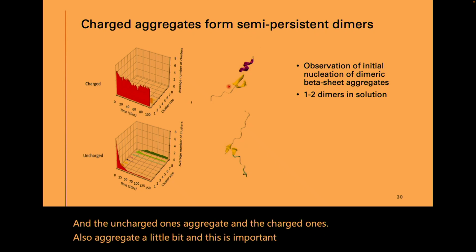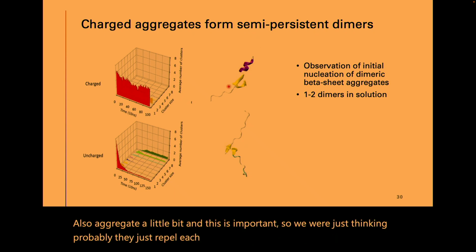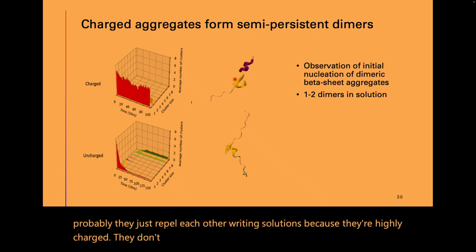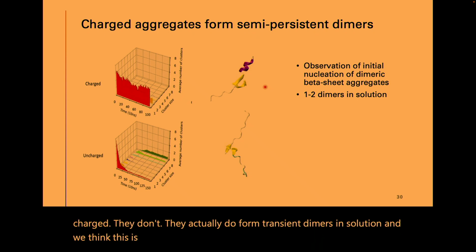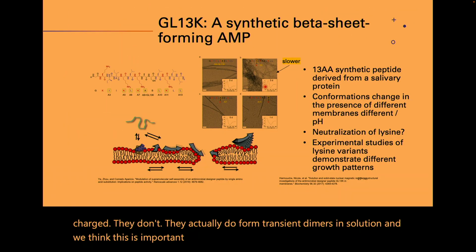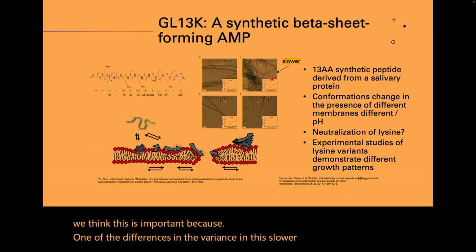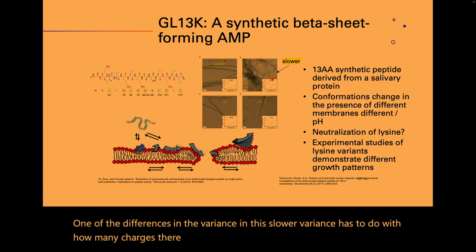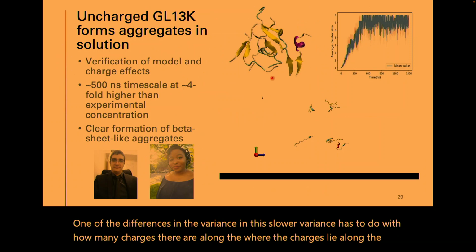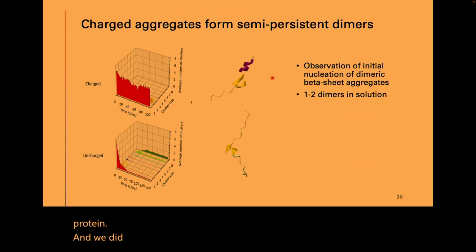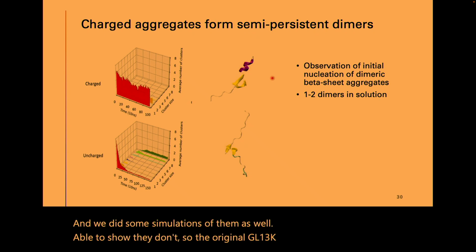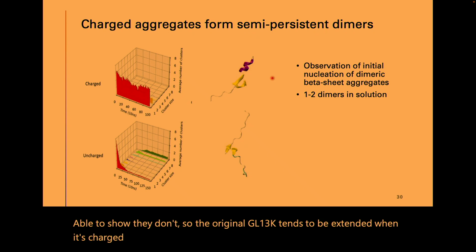So we were just thinking, well, probably they just repel each other in solution because they're highly charged. They don't. They actually do form transient dimers in solution, and we think this is important because one of the differences in the variants, in this slower variant, has to do with where the charges lie along the protein. And we did some simulations of them as well, and the original GL13K tends to be extended when it's charged. But the ones that aggregate more slowly have kind of this little hook shape over.